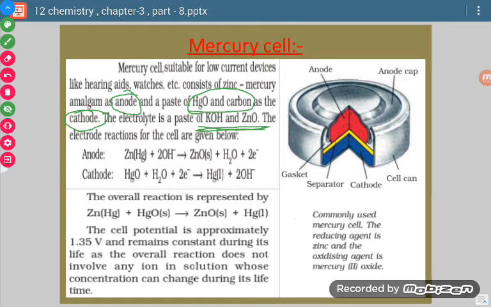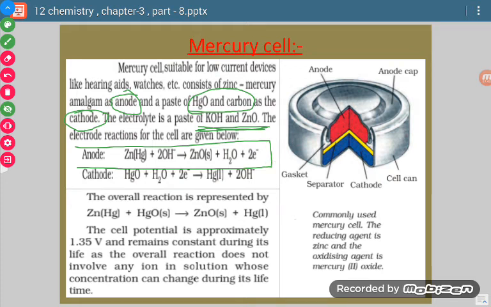So these three things must be remembered for any cell. Anode is zinc mercury amalgam, cathode is mercuric oxide and carbon paste, and electrolyte is paste of potassium hydroxide and zinc oxide. Now what are the different reactions which occur? At anode, zinc changes to zinc oxide.